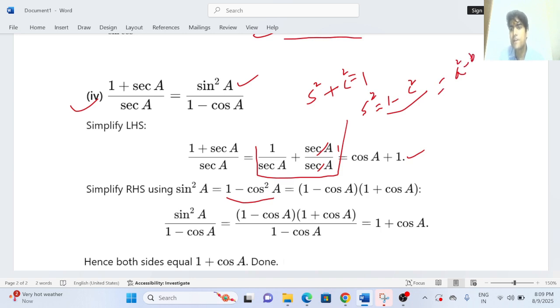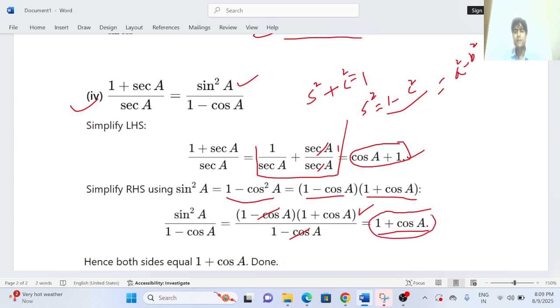That is a plus b and a minus b, that is a minus b and a plus b, right? Is this clear? So we have substituted the value of sine square by 1 minus cos a times 1 plus cos a. And you will see 1 minus cos a gets cancelled out by 1 minus cos a, and you will be left with 1 plus cos a. So once you solve the left hand side, you get 1 plus cos a, and once you solve the right hand side, you get 1 plus cos a. So both sides are equal to 1 plus cos a.